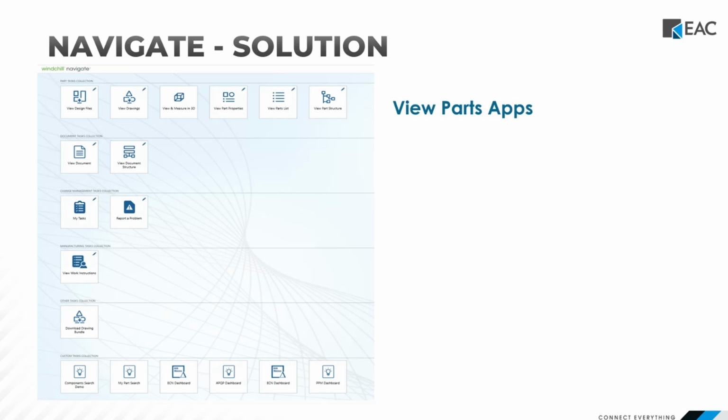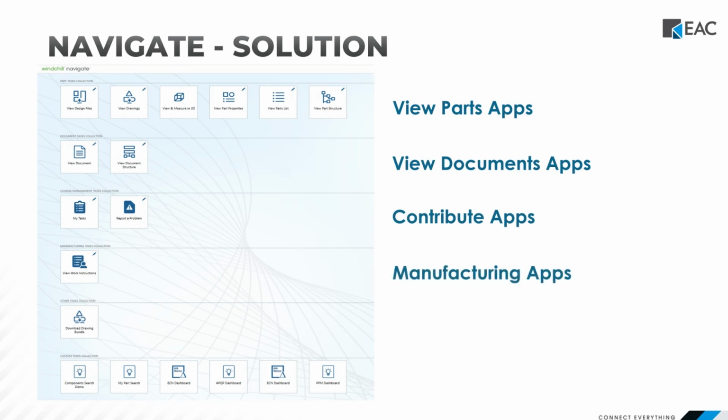What makes up Navigate? There are applications to view parts, such as 3D models, CAD drawings, and the part-specific data. You also have apps to view documentation. So that would be any product-related docs that you have in Windchill. There are also change review board apps. There's manufacturing apps, so work instructions. You have drawing bundle downloads. And then there are also a handful of custom apps as well.